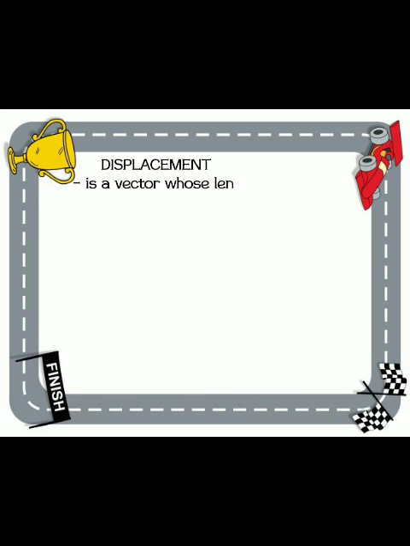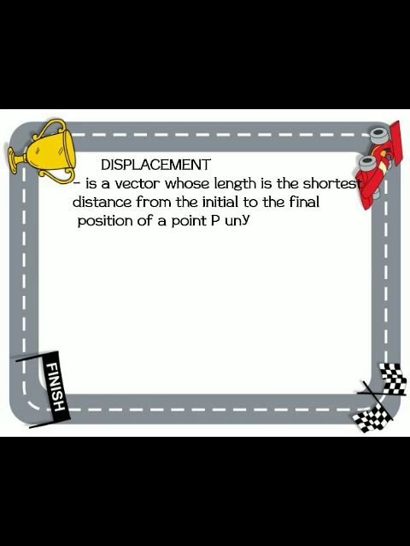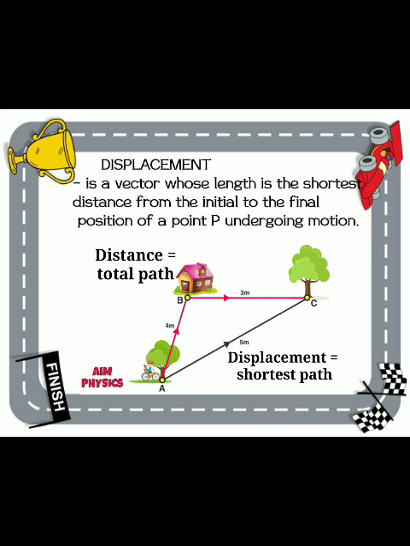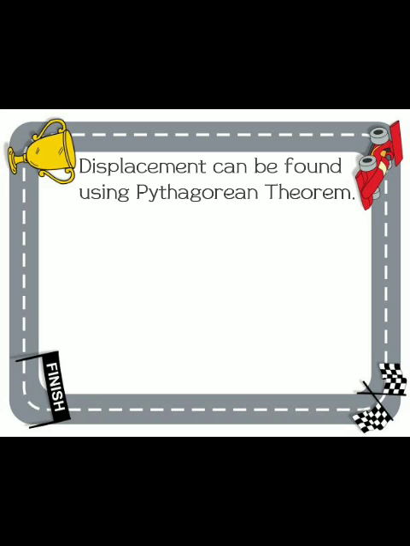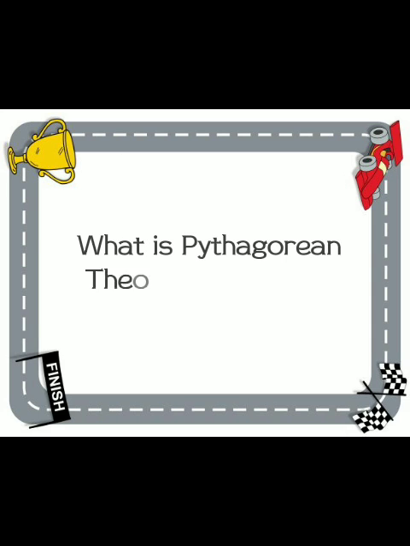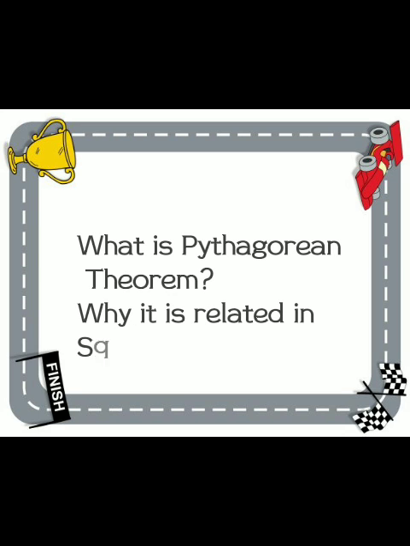Displacement is a vector whose length is the shortest distance from the initial to the final position of the point P undergoing motion. So here is the diagram showing the difference between the distance and the displacement. The distance is the total path and the displacement is the shortest path. Displacement can be found using the Pythagorean theorem. But what is the Pythagorean theorem and why is it connected to finding the displacement of a vector?